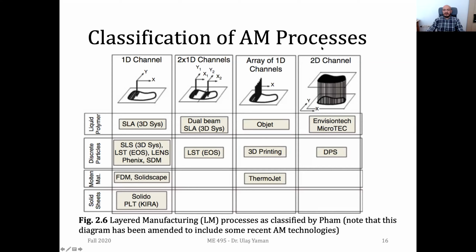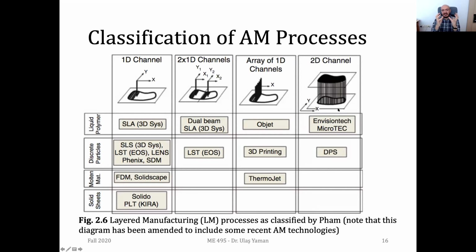Furthermore, we have 2D channels. It's obviously much faster than these, since you don't need to move your actual head. How do we do it? These 2D channels usually use some kind of light, let's say projectors. Once you project a specific image onto that layer, your material will be cured or fused together. This is mostly used with liquid polymers. We will see some examples.